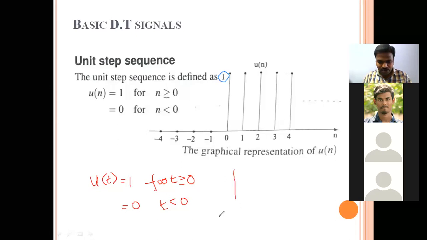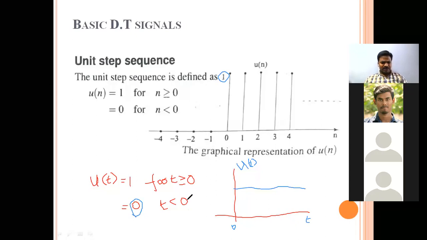Now see the graphical representation of u of t signal here. So this is the case. So this is u of t, u of t for t is equal to 0 to infinity. Now what about the signal which is from minus infinity to 0? That signal is already defined, that is equal to 0.